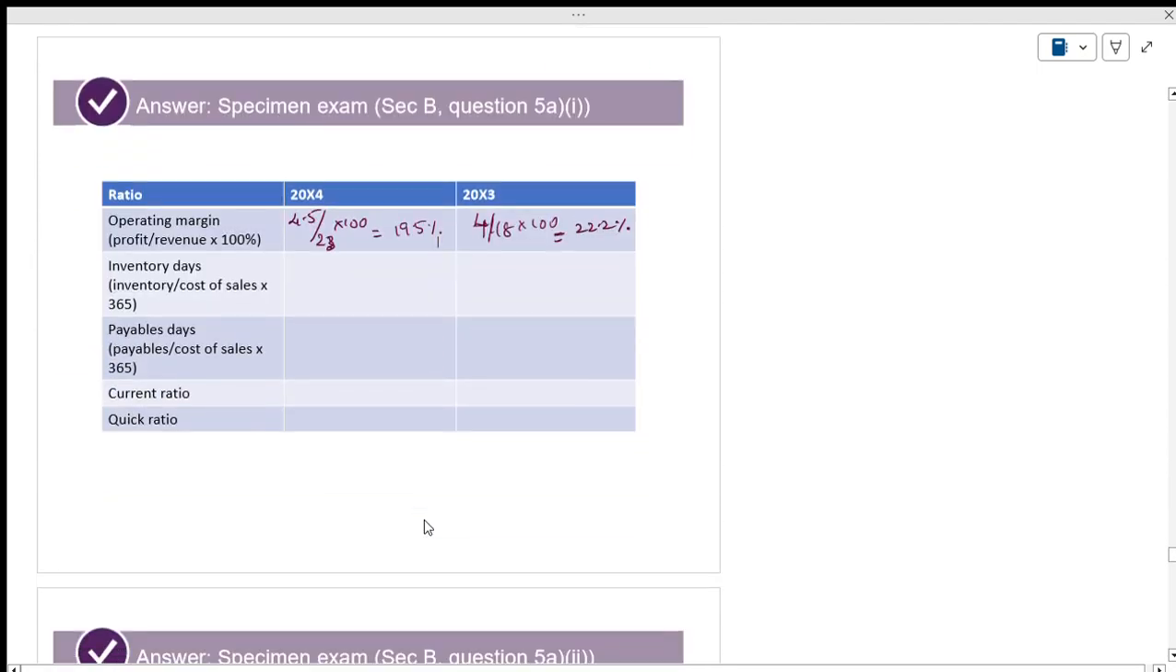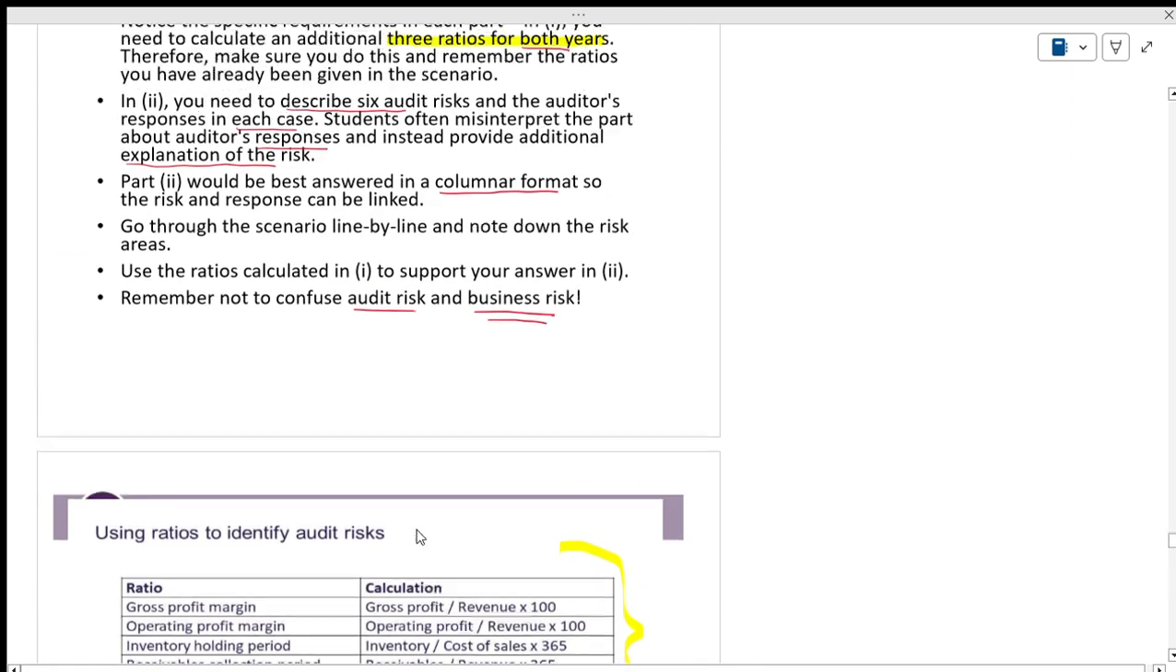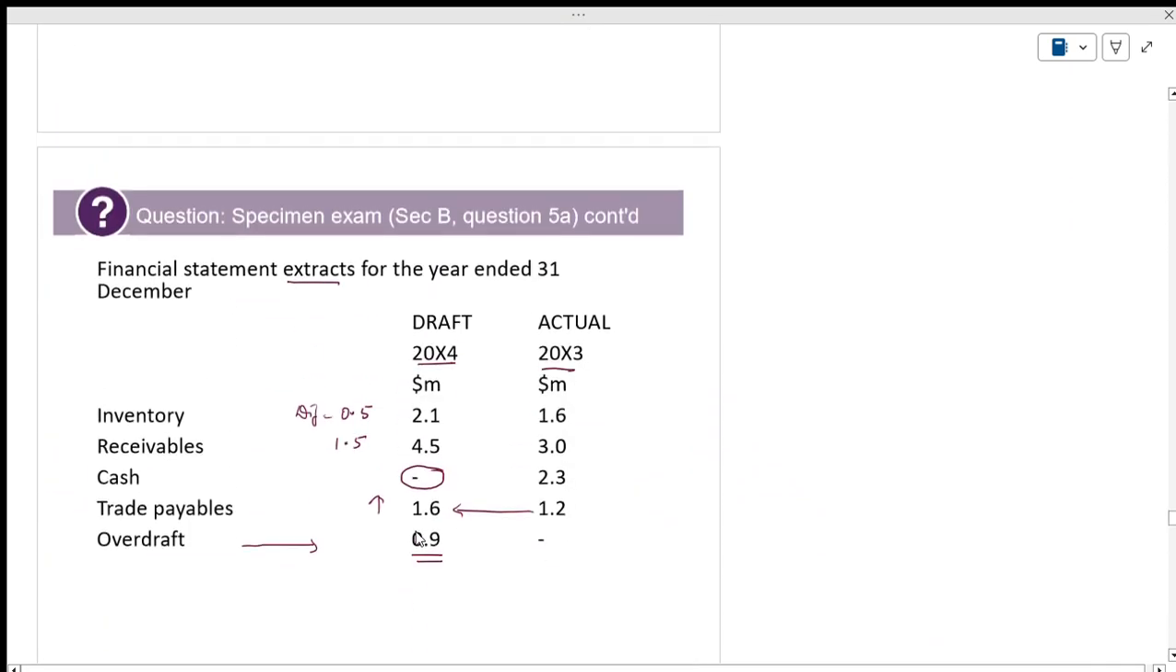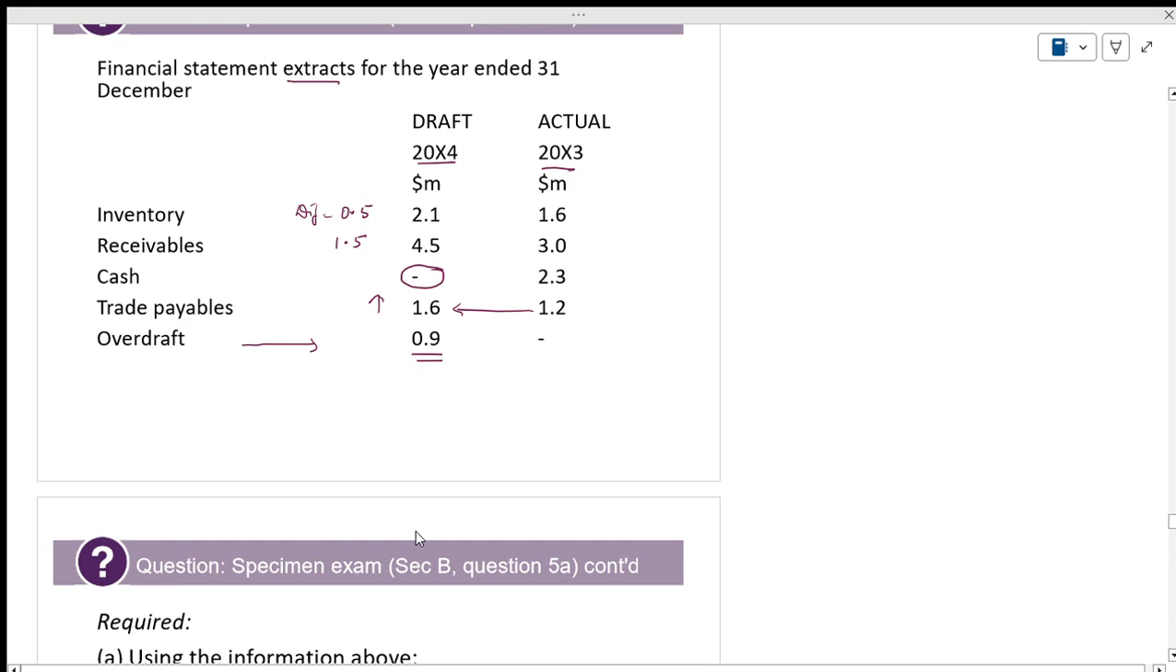What is the second one? Inventory divided by cost of sales times 365. How much is the inventory? There are 2 versions. Nothing will happen. Sometimes you will take average inventory, sometimes you will take inventory. Both are acceptable. Financial reporting will take average inventory, but it's up to you. There is no hard and fast rule.